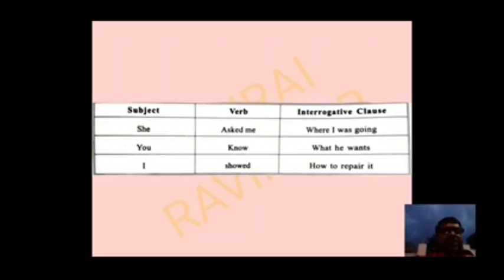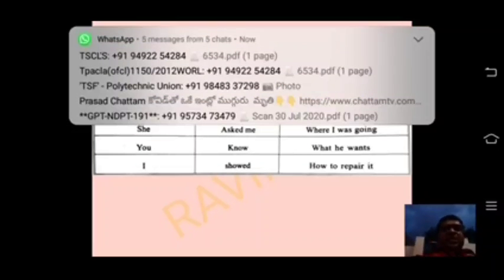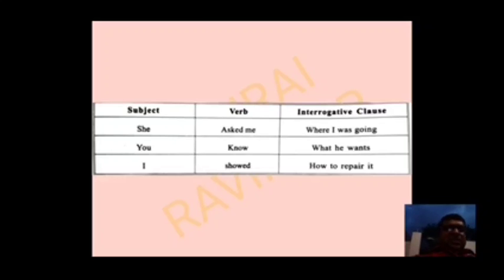She asked me where I was going. What is the interrogative here? Where I was going is an interrogative clause. You know what he wants. What he wants is an interrogative clause. I showed how to repair it. Here, how to repair it is the interrogative clause. Once again I repeat, subject, verb and interrogative clause.